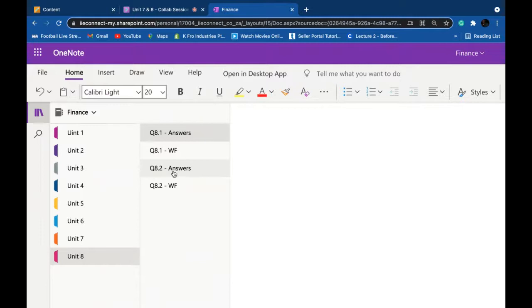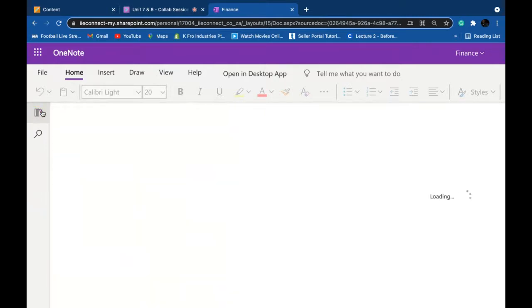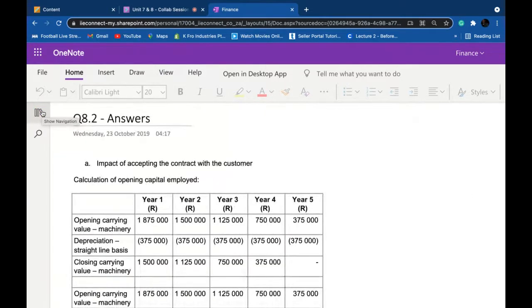Okay, so I just want to quickly go over 8.2. As I was saying, this is all they literally ask in Unit 8. It's really just residual income and return on investment. And what was the other one? Return on capital employed. Yeah, that's it.